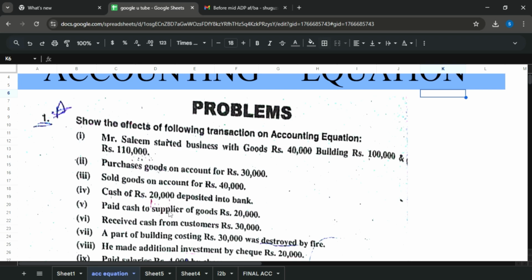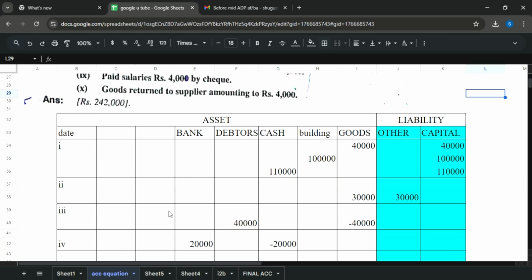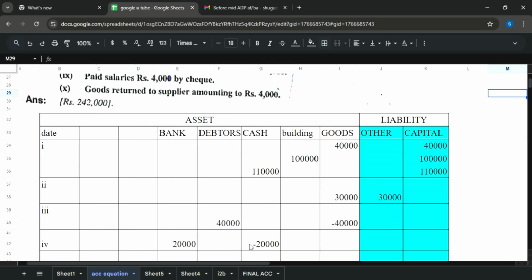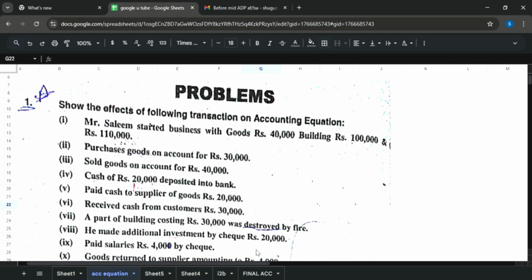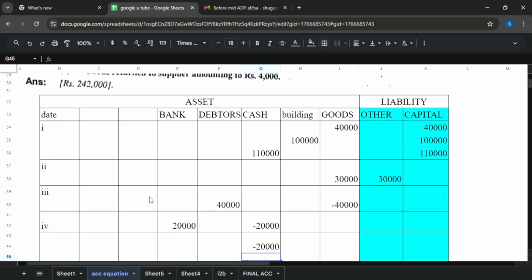So paid cash, what does that mean? Your cash would be decreased because you are paying this in cash. So cash decreasing, minus sign, minus 20,000. And what happened? Look again. You have paid this cash to the supplier. Now note it down. This was your entry where liability was created.